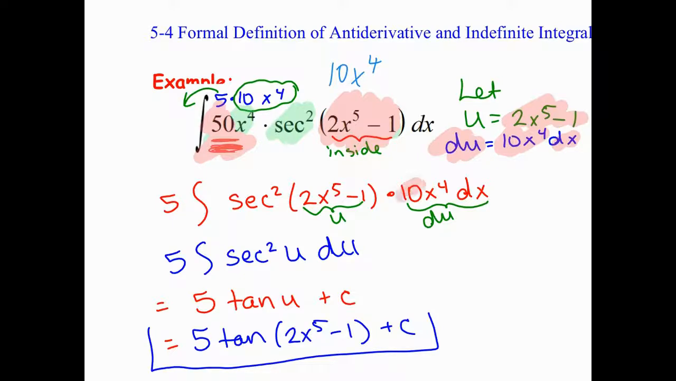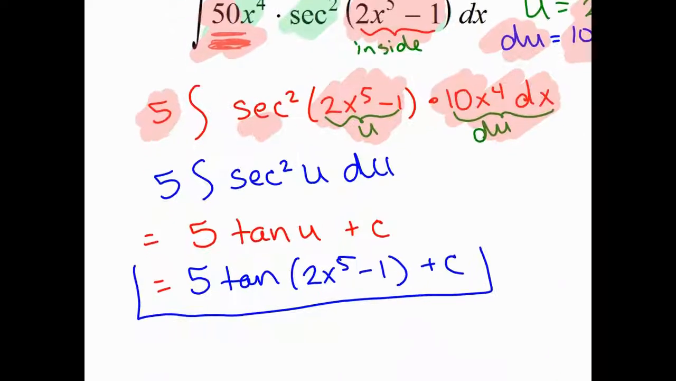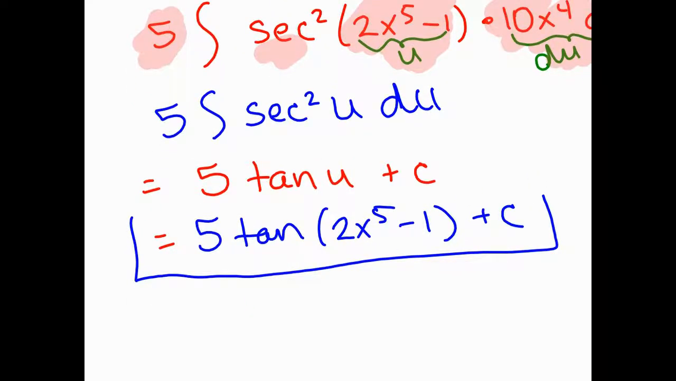So over here, here's part of the 50. Here's the other part of the 50. We only wanted the 10 to make it look like the x to the 4th. And now all of this can equal du. All of this is going to be u. And we're going to be able to do something with the secant squared. Now we are right here. We have 5 times the integral of secant squared of u du.